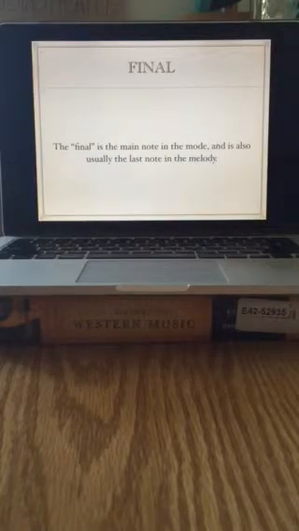So this may be kind of confusing right now, but I promise it will make more sense when we show you visual examples in class.